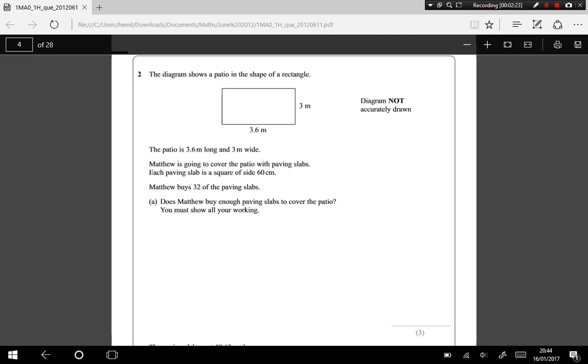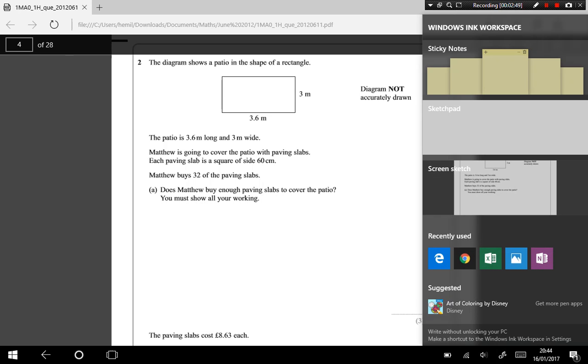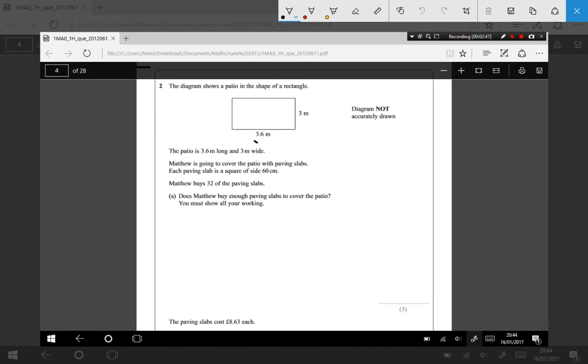And this question is, the diagram shows a patio in the shape of a rectangle. The patio is 3.6 meters long and 3 meters wide. Matthew is going to cover the patio with paving slabs. Each paving slab is a square of side 60 centimeters. Matthew buys 32 of the paving slabs. Does Matthew buy enough paving slabs to cover the patio? So now what we have to do is we have to find the area. So let me just get the screen right again. So we've been given the two sides, so let's do it.